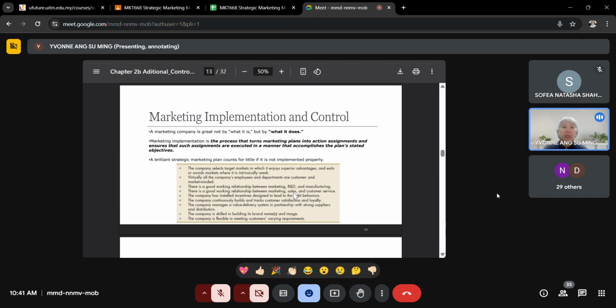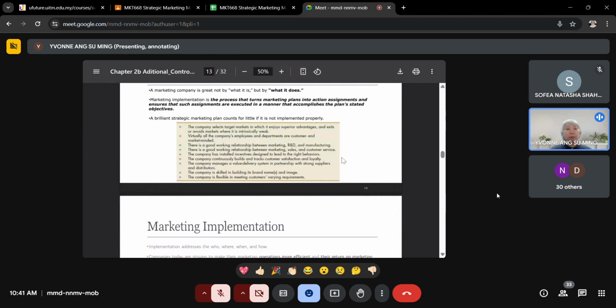Right. So here you can see that the reason why we bother to plan is that we hope that our plans actually fit our organization. And if it fits our organization, then we can have some hope of growth and some hope of survival over the years. So to reiterate, we can have a very brilliant strategic marketing plan, but we must also remember that we must implement it properly.